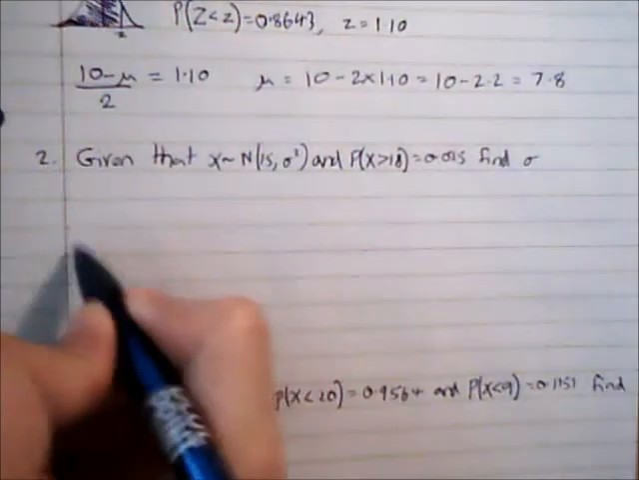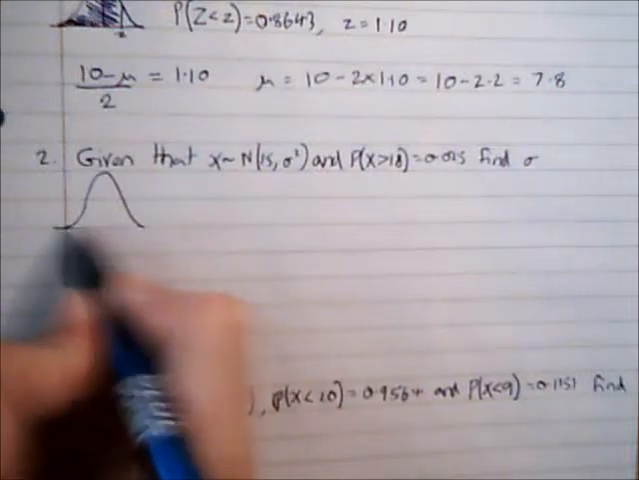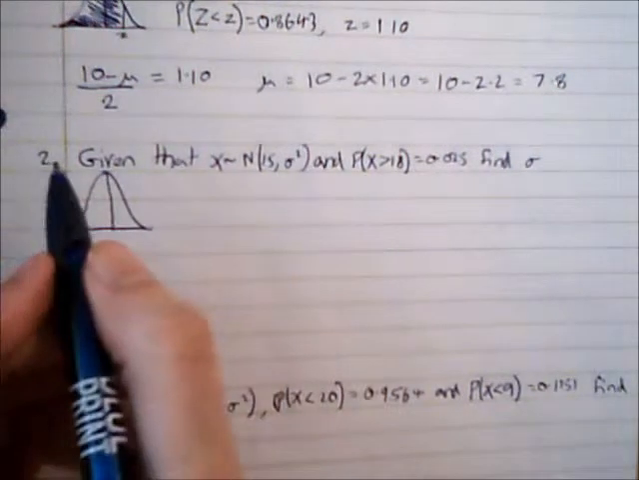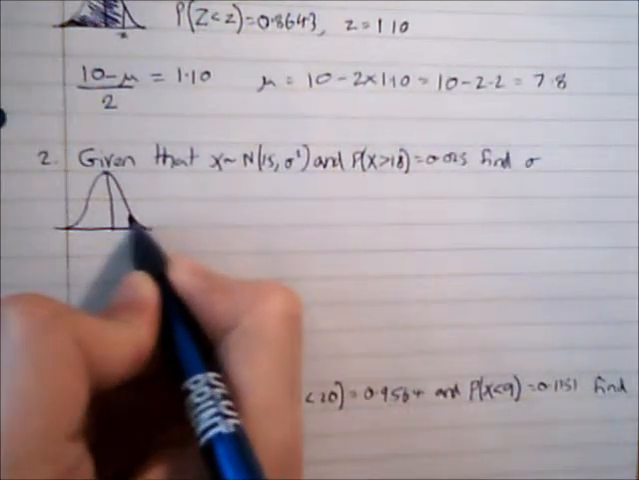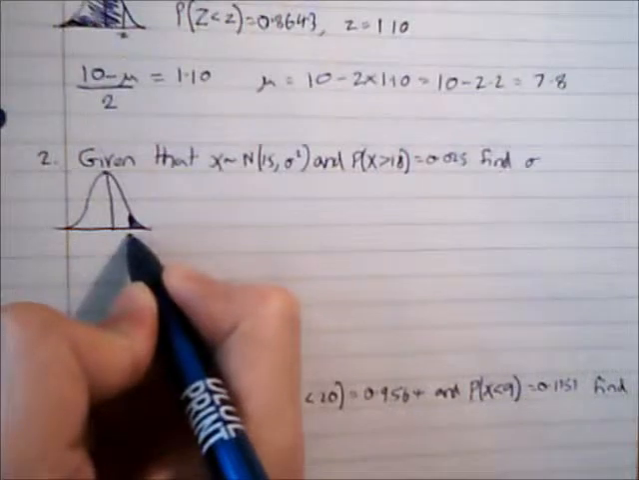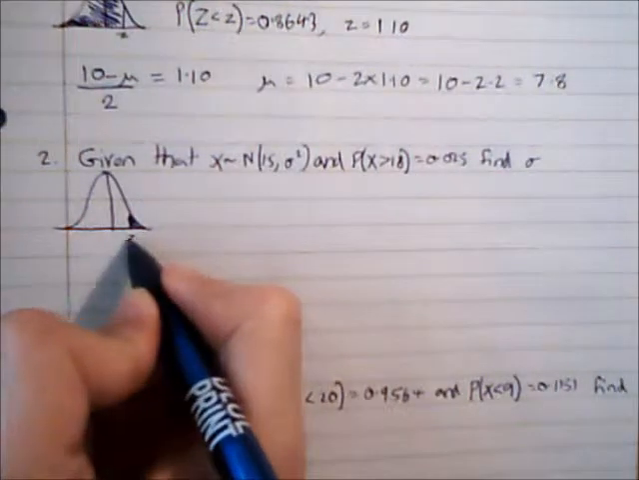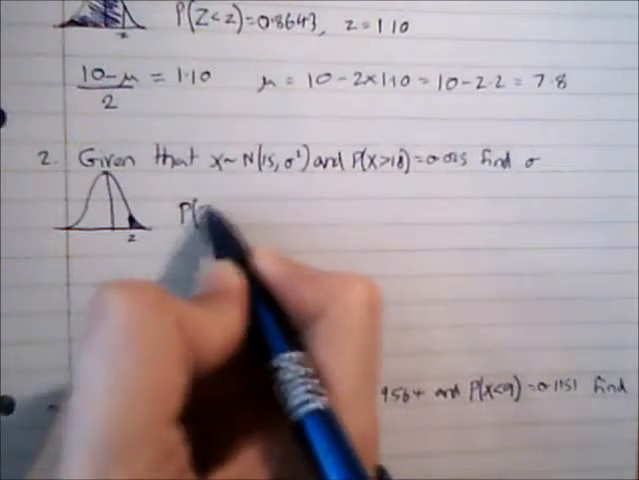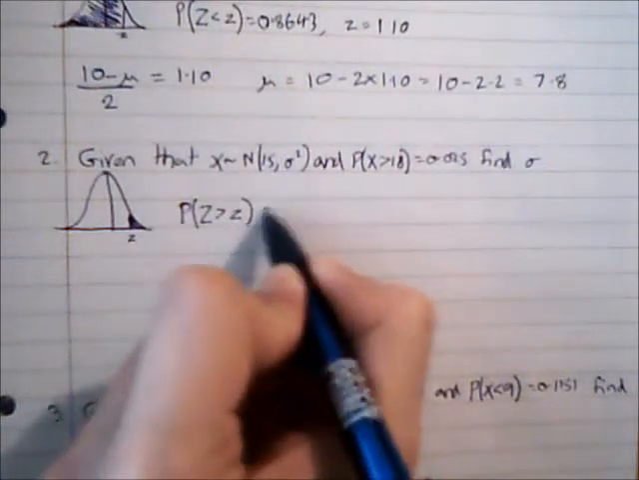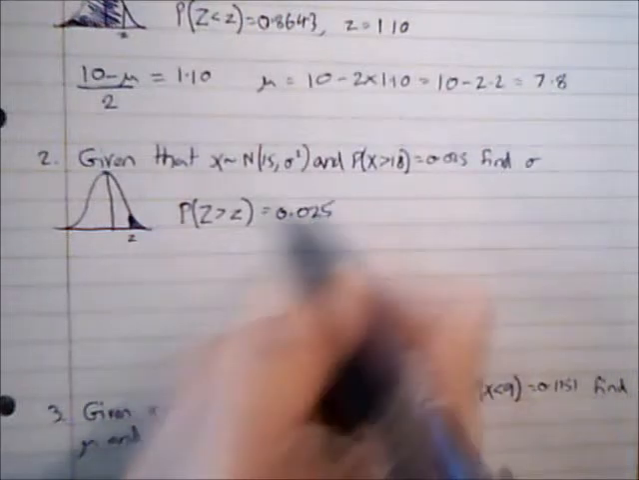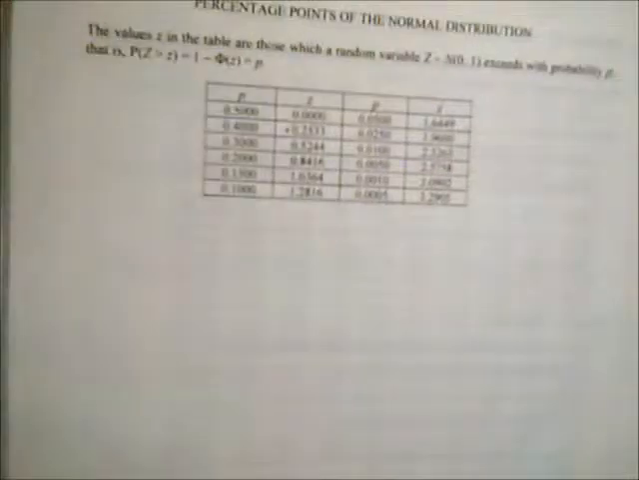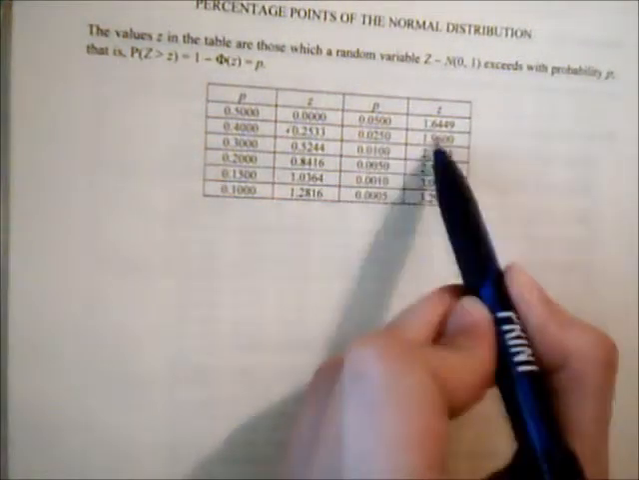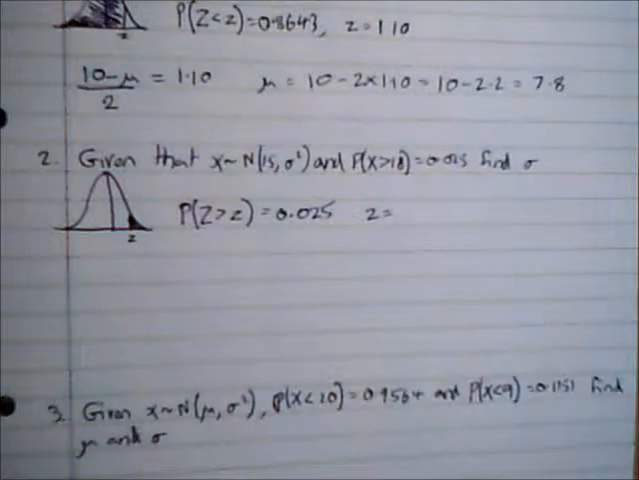Second question here, much the same kind of idea, so let's just do a quick sketch. So what do I know about this? I know I've got a probability of 0.025, so a very tiny probability, and it's this value here. I know that's 18 in terms of x, but I want to know it in terms of z. So I want to find here the probability that z is greater than z. I know that probability, sorry, is 0.025. So what value of z do I get from that? Well, if I use my small table, 0.025 as a probability is 1.96 as a value of z.